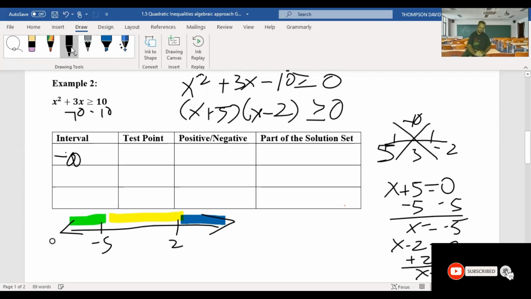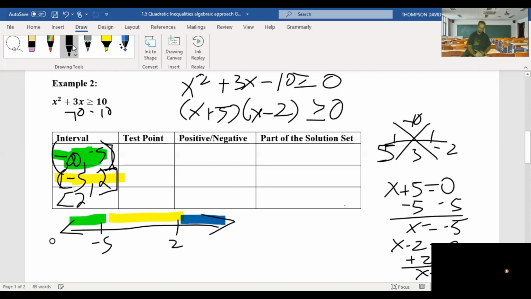Negative infinity to negative 5, and we did that one in green. The next one we'll do in yellow, and that'll be negative 5 to 2. Technically, we should be using a square bracket. Then the last one is going to be 2 to infinity. We'll highlight that in blue to be consistent.